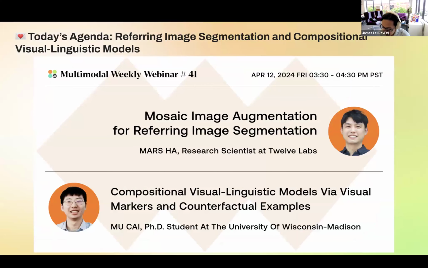For today, we have two speakers, both coming from an academic research background, and they will cover some of their work at the intersection of image and vision language models. The first speaker is Mazhar, currently a research scientist at 12 Labs, and he will dive into one of his works during his master's thesis called Mosaic Image Augmentation for Referring Image Segmentation. The second speaker is Bhushan, currently a PhD candidate at the University of Wisconsin in Madison. He will give a talk called Compositional Visual-Linguistic Models via Visual Markers and Counterfactual Examples.